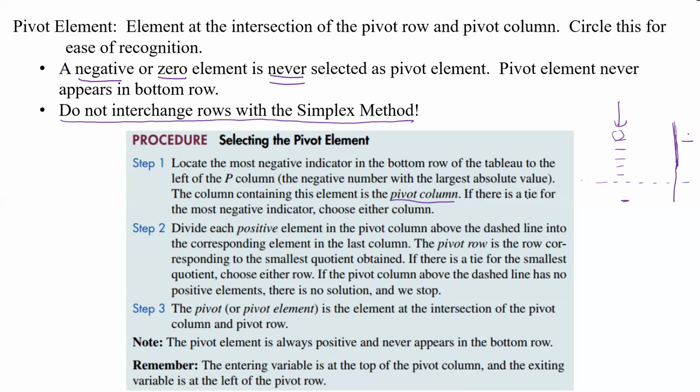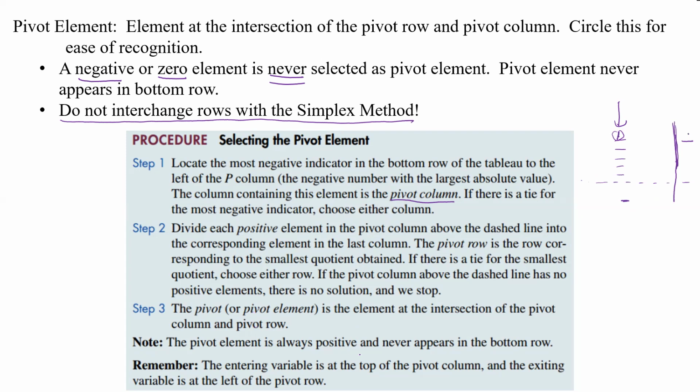It won't matter. Now, if the pivot column above the dashed line has no positive elements, then there's going to be no solution and we stop. So that's kind of a key thing. That's why I was saying we really have to pay attention to those negatives or zeros. If that's the case, then we just stop and we don't have a solution. Now, the pivot element is the element at the intersection of the pivot column and the pivot row. And so, say, this is the one and that's our number. We circle it, and that way we know which one is the pivot element. Now, it has to always be positive and it never again appears in that bottom row. So that's kind of a key.